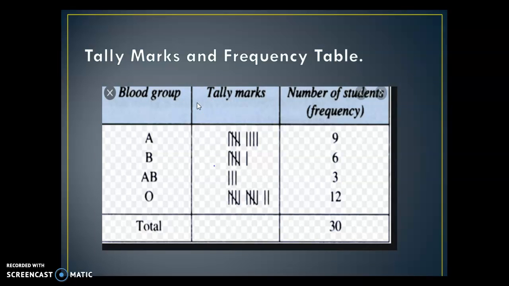So let's see a tally mark and a frequency table representation for 30 students in a class according to their blood group. So here we can see that for the blood group A, the tally mark is represented as 5 and 4. So the total number of students having the blood group A is 9. The number of students having blood group B is 6. AB blood group is 3 and O blood group is 12.